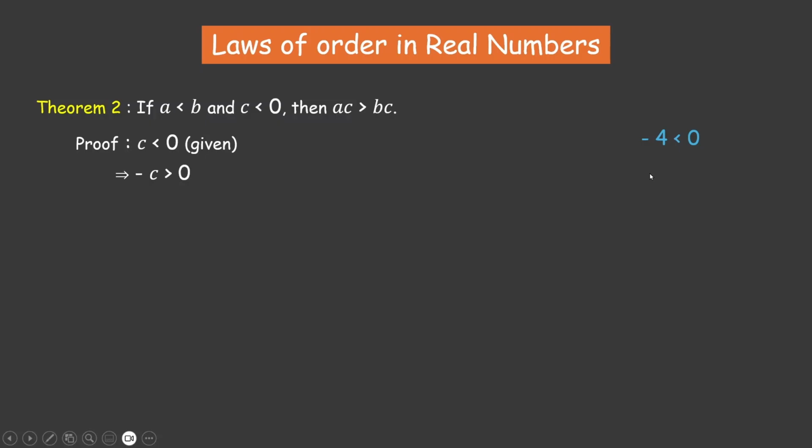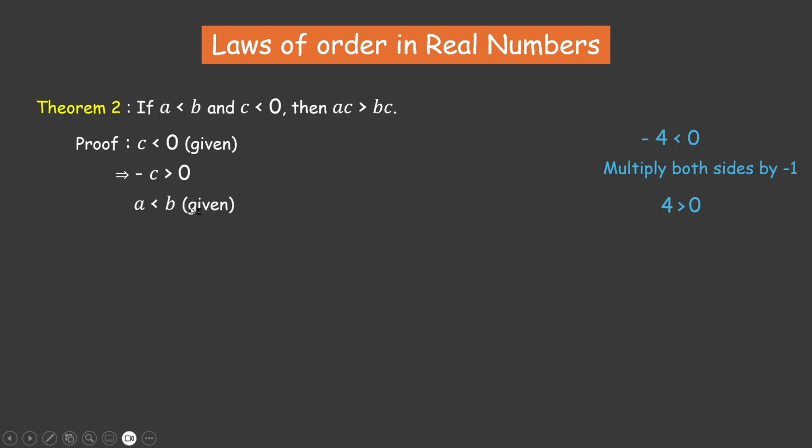If we multiply both the sides by a negative number, let us say we are multiplying both the sides by minus 1, so minus 1 into minus 4 is 4. 0 into minus 1 is 0. Now here 4 is greater than 0. So what is actually happening here is when we multiply by a negative number, it causes the inequality sign to flip. Greater than becomes less than and less than becomes greater than. That is what we did over here.